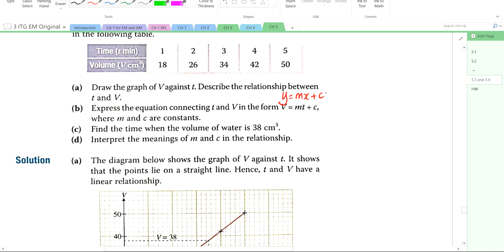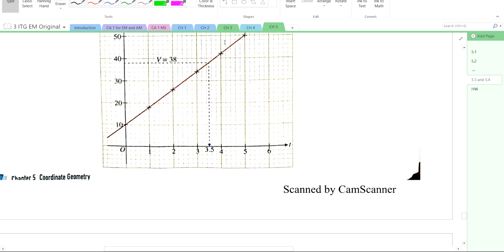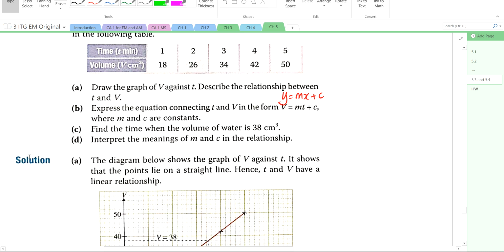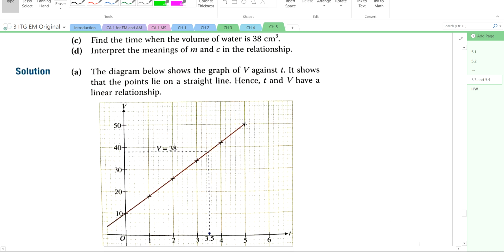So that is done. Find a gradient. Gradient, you can find it easily. Then the intercept is exactly 10. Once you have the graph, you are expected to read the y-intercept of your graph. Don't go and bother calculating. Find the time when the water is 38 cubic centimeters, so just read off your graph.